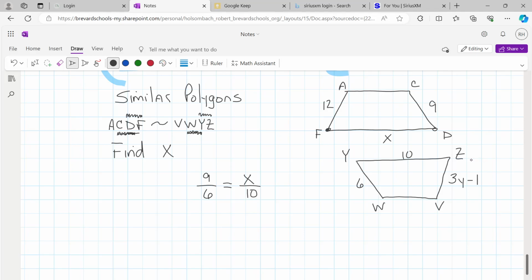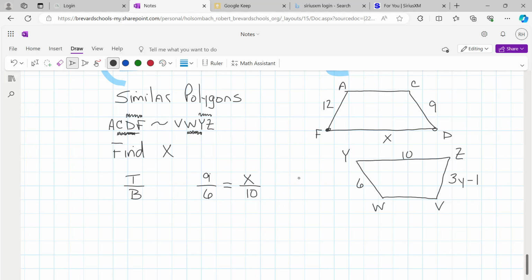Okay? Make sure your first numerator has the top shape dimension in it, and the denominator has the bottom shape, then top over bottom equals top over bottom. And then before you go any further, just make sure that your letters all correspond, the vertices that you got the measurements from. All right, so now we've got our proportion and we can solve for x.